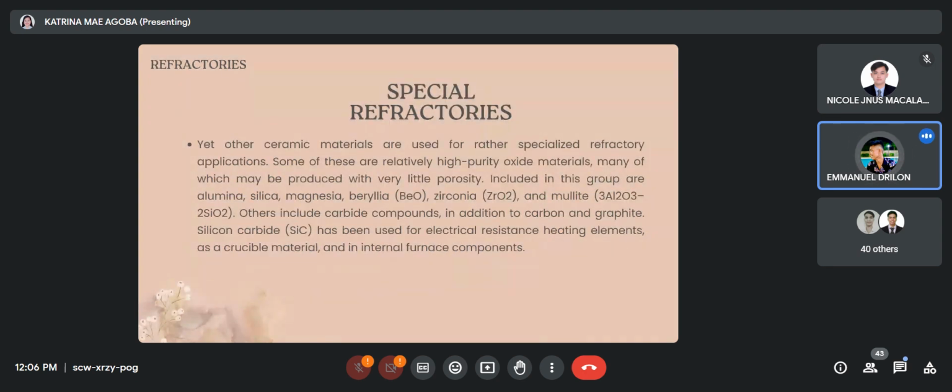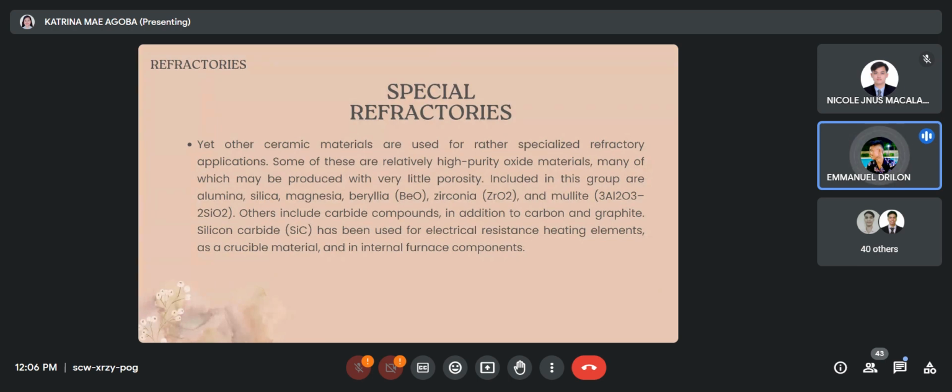Tapos dito naman sa special refractories, yet other ceramic materials are used for rather specialized refractory applications. Some of these are relatively high purity oxide materials, many of which may be produced with very little porosity. Included in this group are alumina, silica, magnesia, beryllia, zirconia, and mullite. Others include carbide compounds in addition to carbon and graphite. Silicon carbide has been used for electrical resistance heating elements and as a crucible material and internal furnace components.